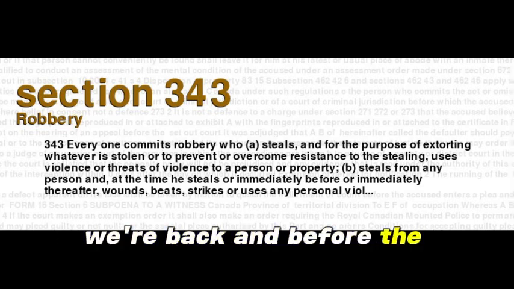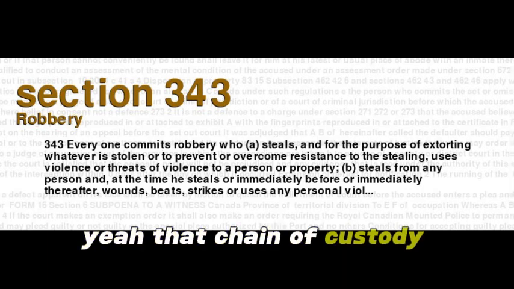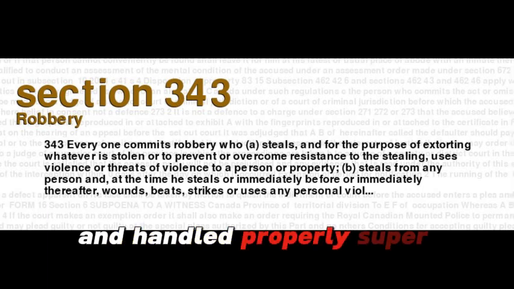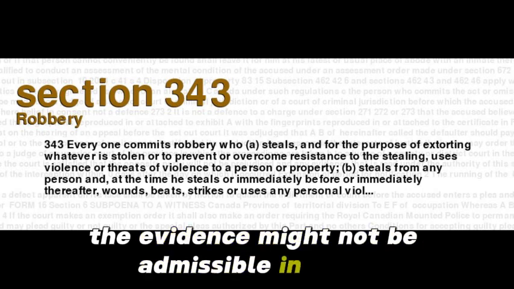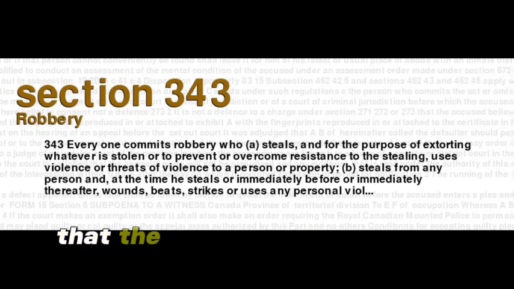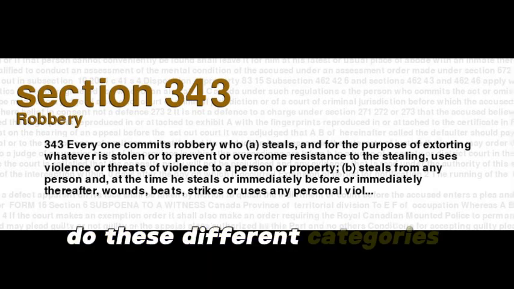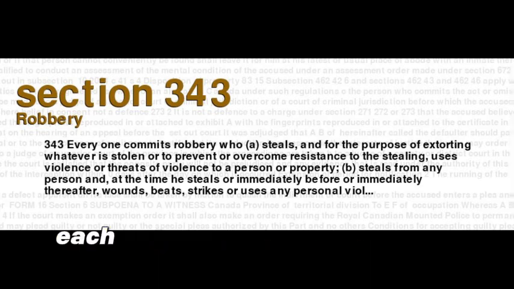We're back. And before the break, we were talking about documenting everything. Yeah, that chain of custody. Right, making sure every piece of evidence is tracked and handled properly. Super important. If that chain is broken, the evidence might not be admissible in court. You mentioned earlier that the criminal code outlines 4 ways to commit robbery. Do these different categories present unique challenges for investigators? Oh, they absolutely do. Each category has its own little quirks that investigators need to consider.